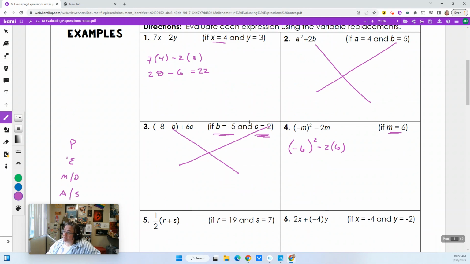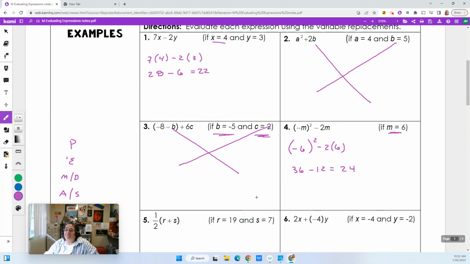So if I have negative 6 squared, negative 6 times negative 6 gives us a positive 36, right? And then we have minus 2 times 6, which is 12. And 36 minus 12 is 24. Does that make some sense? Not too difficult, right? As long as you remember your order of operations, the rest of it's just plugging in the numbers, and then we're doing regular math.